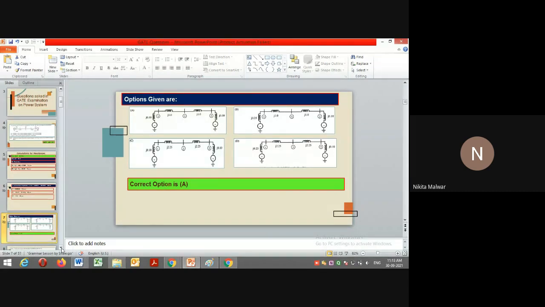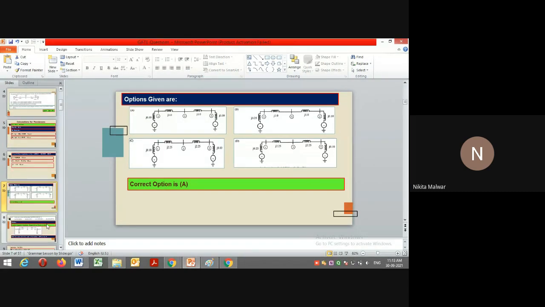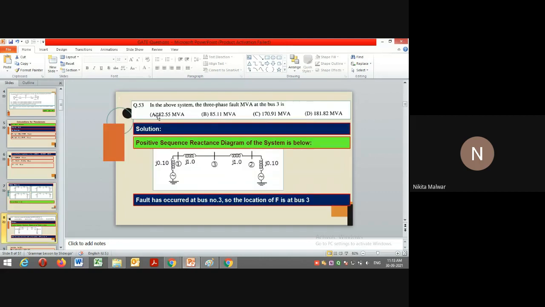Let us move towards the second question. Write down the second question. In the above system, the three-phase fault MVA at bus 3 is.